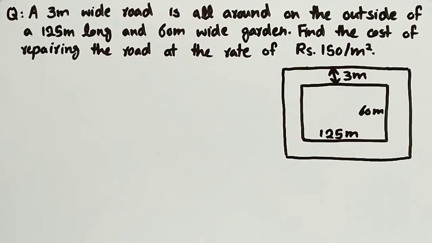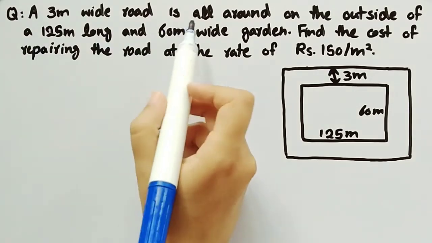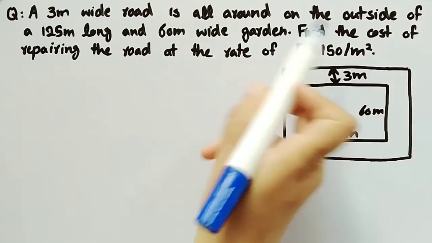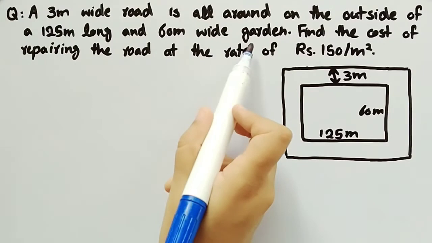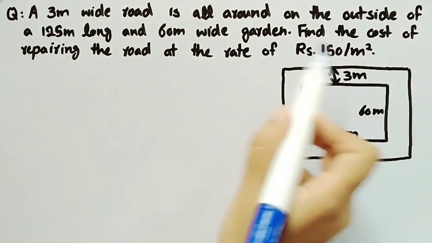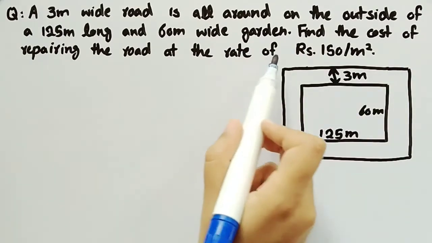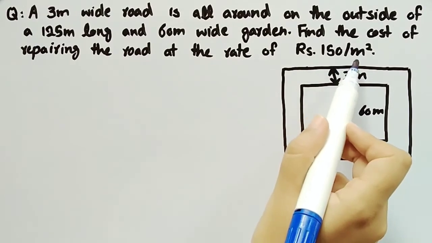In this video, we will discuss a word problem related to border of a rectangle. It states that a 3-meter wide road is all around on the outside of a 125-meter long and 60-meter wide garden. Find the cost of repairing the road at the rate of rupees 150 per meter square.